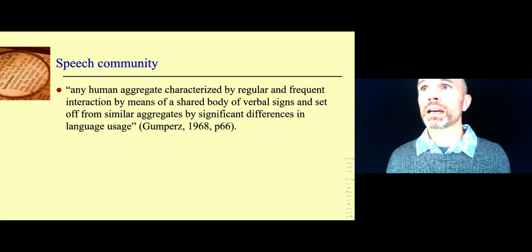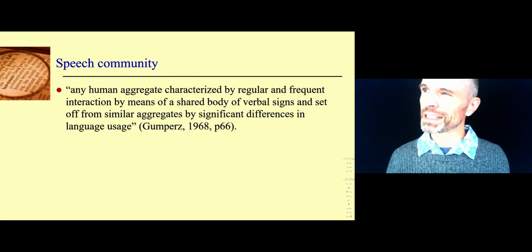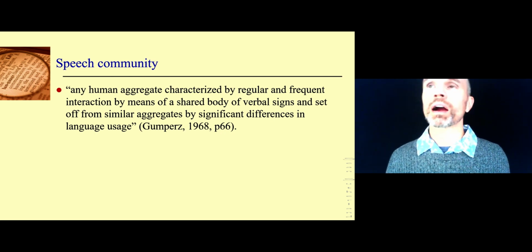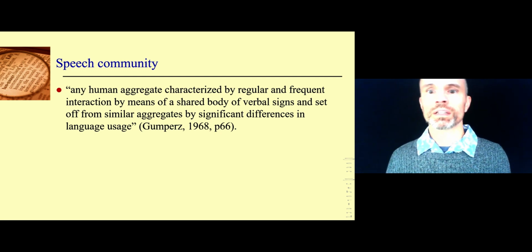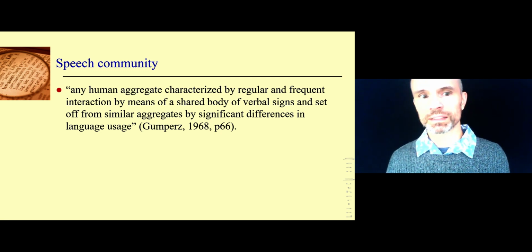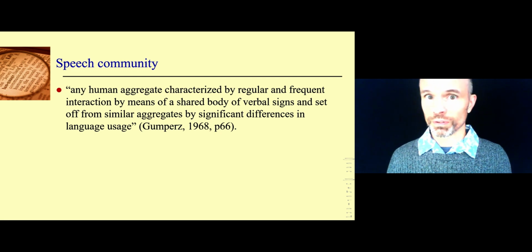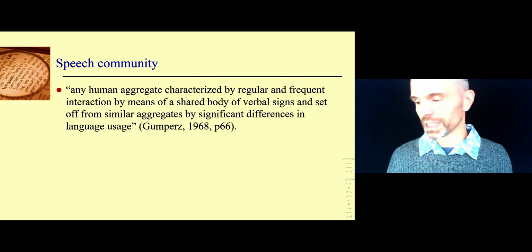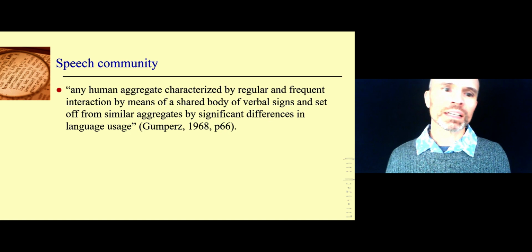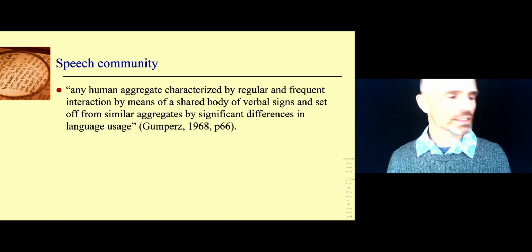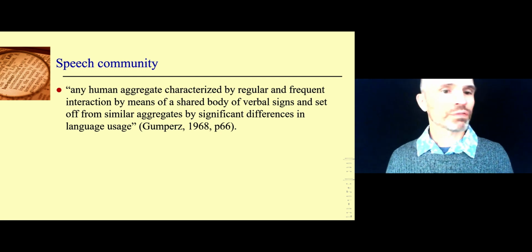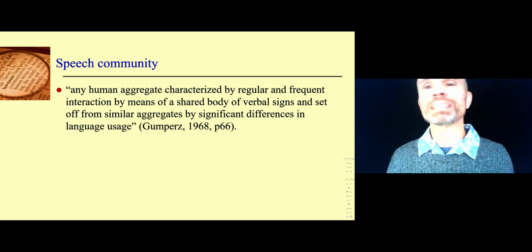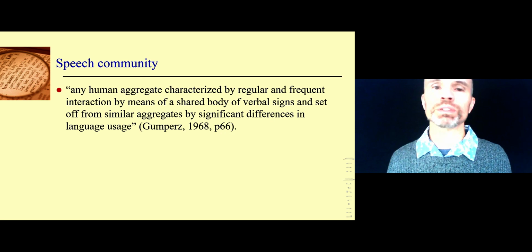And you can see that he's indicating that there's something that allows us to determine that this group of people are linguistically similar to one another, a shared body of verbal signs, right? That they use language verbally in a similar way, and that they're set off from similar aggregates. They're set off from other groups. By aggregate, he means group, right? Set off from other groups because we see enough differences in their language usage.